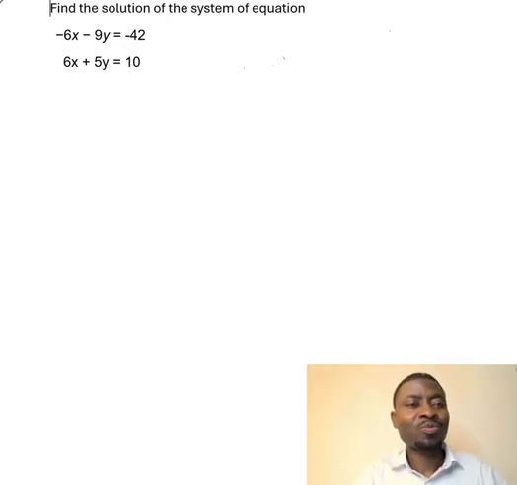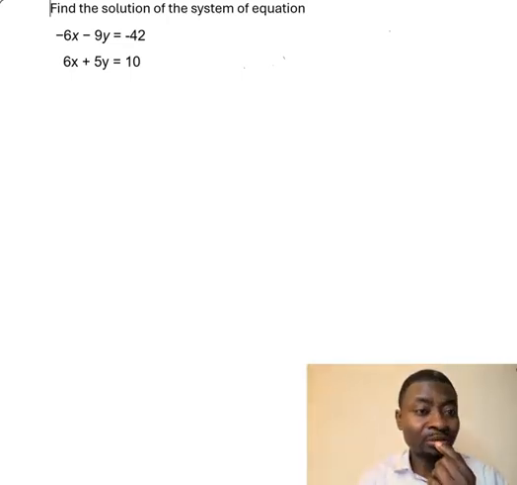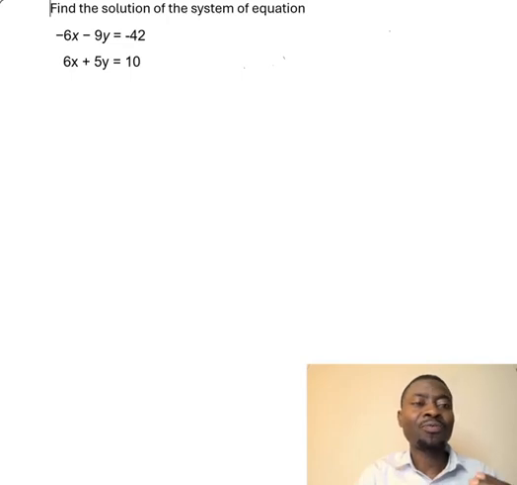In this question, we have a system of equations. The question says find the solution of the system of equations. We have negative 6x minus 9y equals negative 42, and then 6x plus 5y equals 10. If you take note, in this question we have two variables that we'll be looking for, the values of x and y. So how do we solve this?